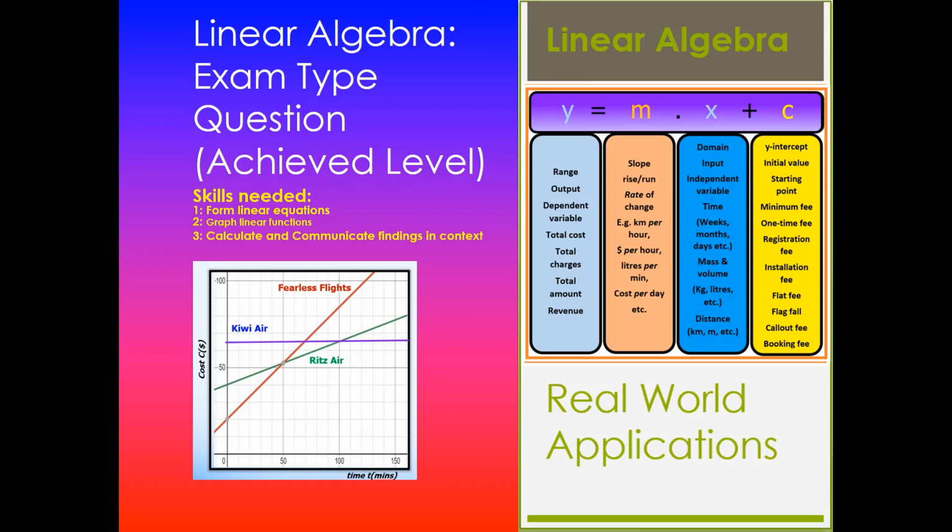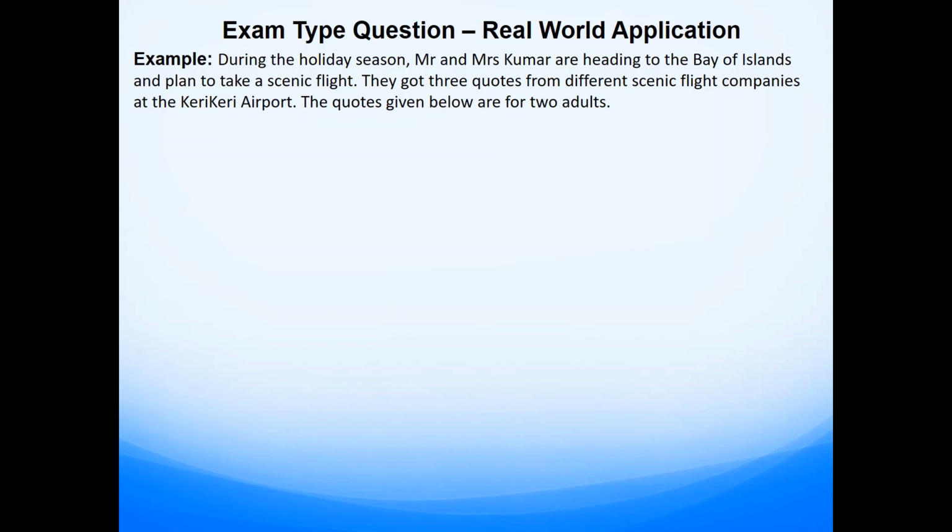Welcome back everyone. In this video we will be looking at an exam type question for linear algebra at achieve level. So the three skills that you will be needing are forming linear equations, graphing linear functions, calculating the answer to the problem presented, and communicating findings in context. If you need to review these skills, please do watch my previous videos. So here's the example we will be looking at.